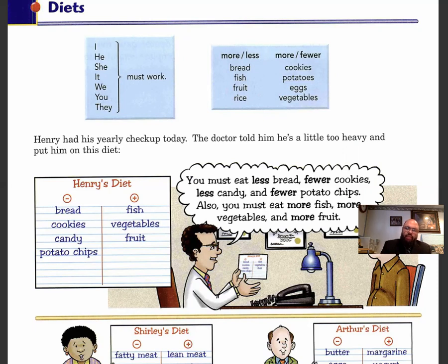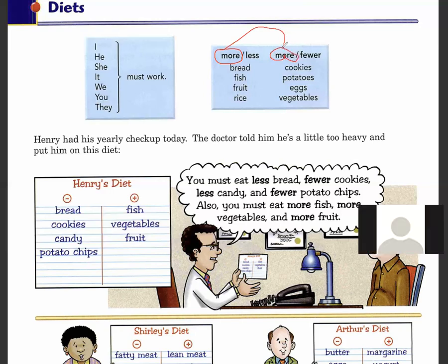Let me get my pen here. So here we go. Look at this. More. So you could use more to discuss any noun that you want to have a greater or bigger quantity. Now, if we look at this, we could say this is plus. This is like subtracting.